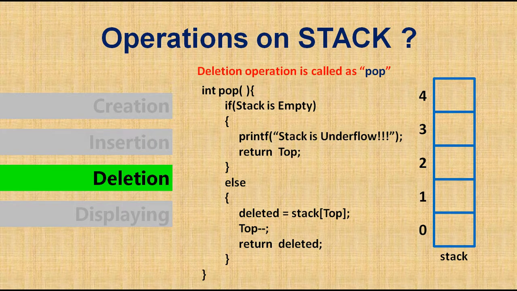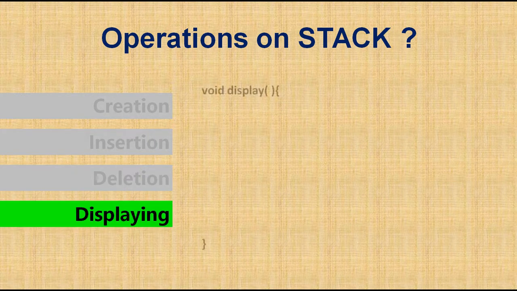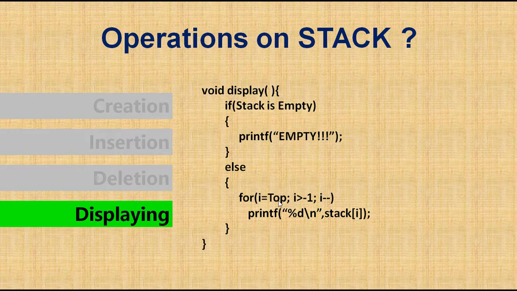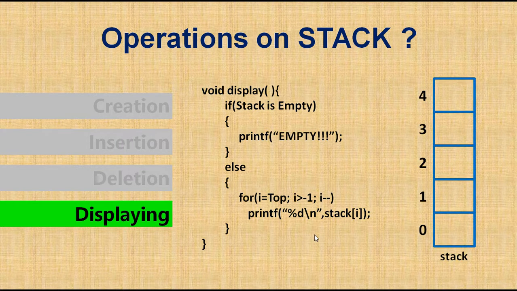Now for displaying, you first check the condition whether the stack is empty. If the stack is empty, then there is no need to display anything from the stack, and you just print that it's empty. Otherwise, you use a for loop, and you print all items from the top position down to the bottom 0 position. So top is decremented down to 0, and you fetch the value just like in an array, and you print its value. So it will display the whole stack, whatever values are inside the stack.